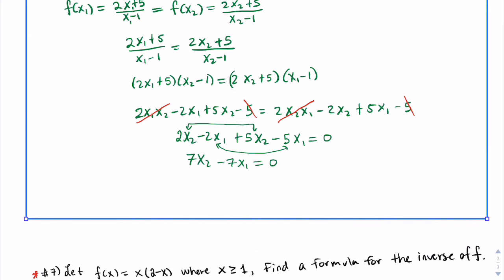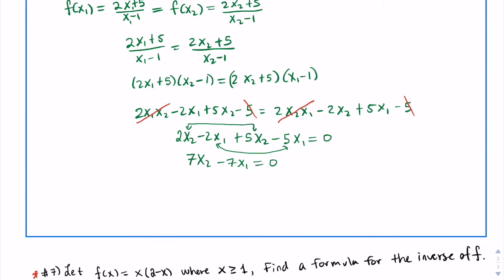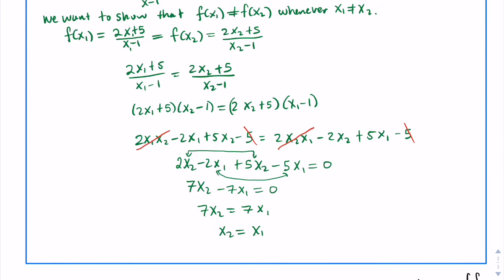And if I do that, I'm going to end up with this. 7x2 is equal to 7x1. Divide by 7, and you get that x2 is equal to x1. So the only way that f of x1 can equal f of x2 will be if x1 equals x2.